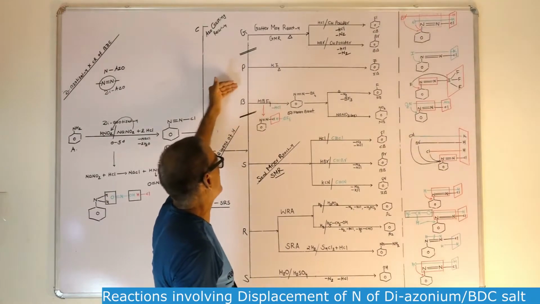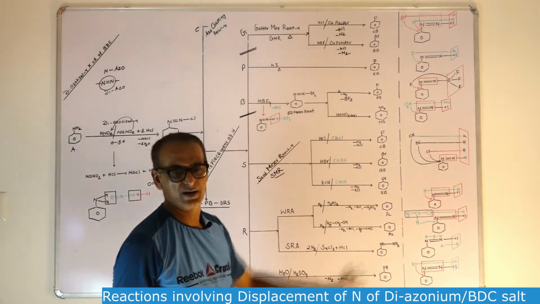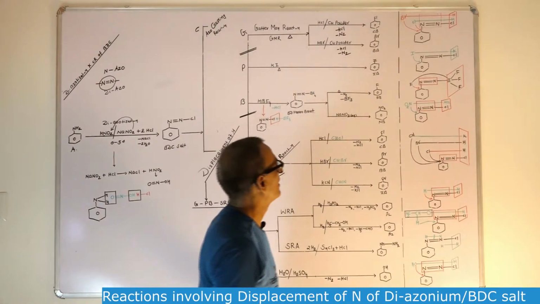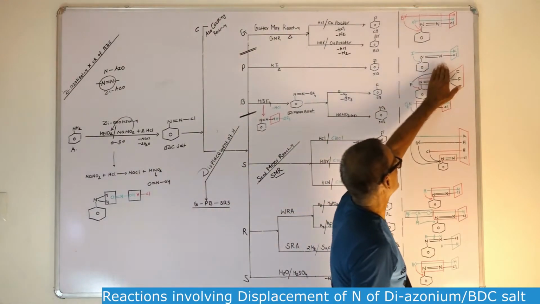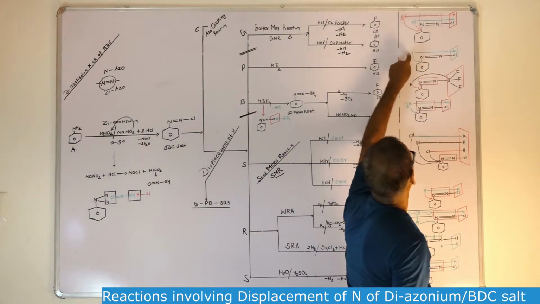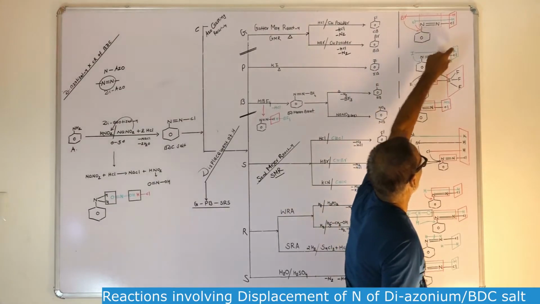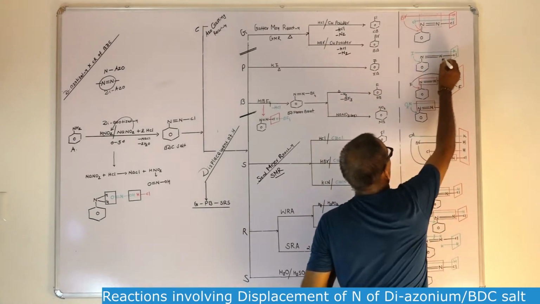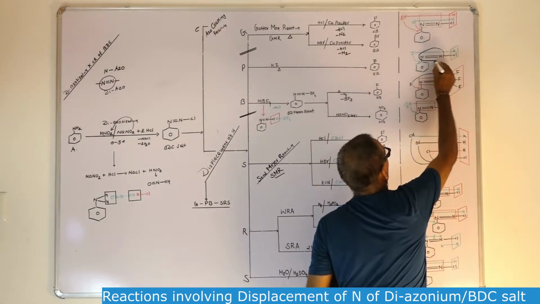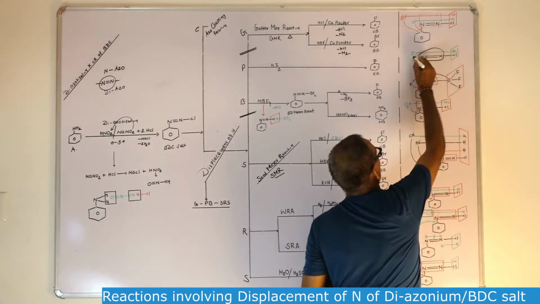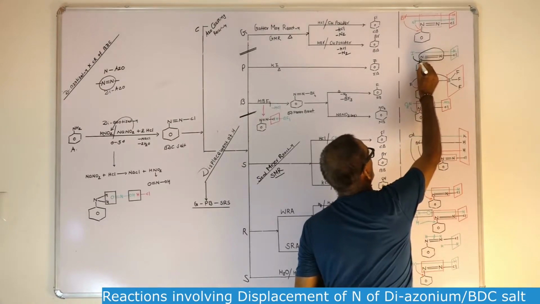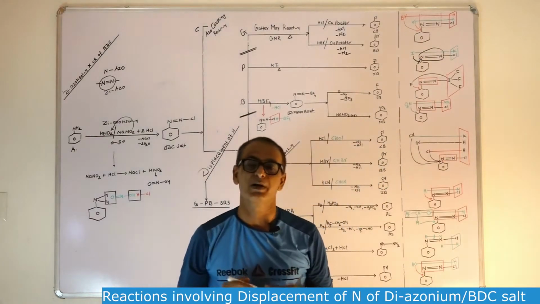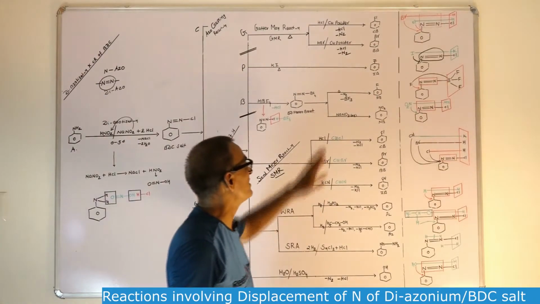Next reaction, on heating with potassium iodide. Benzene having N double bond N, Cl, KI. KCl will remove as a byproduct. N2 will remove as a byproduct. Iodine will directly attach to the benzene ring. Our main product will be iodobenzene.